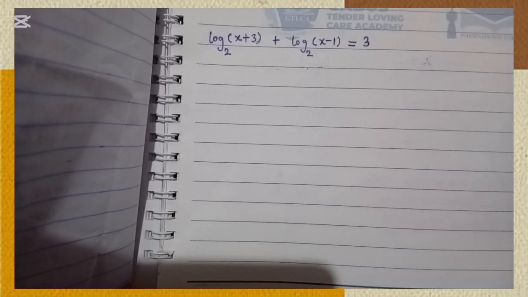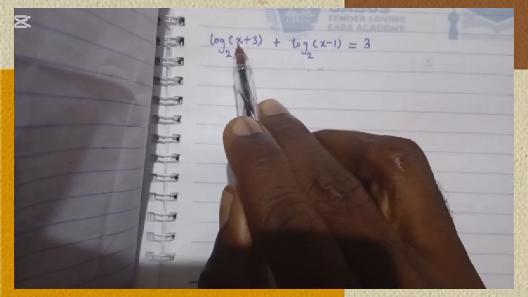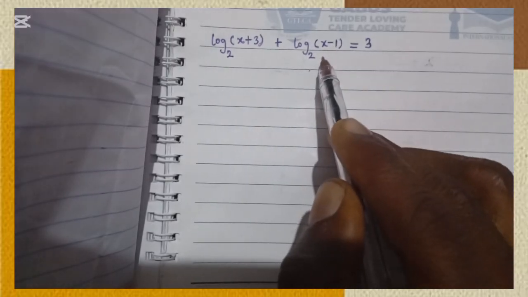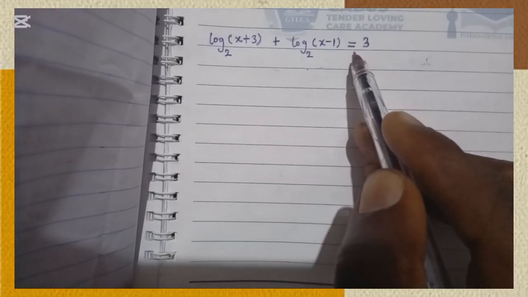Welcome back. Let's now get into the solution of this equation. Let's work on this together. So what we have from here is log of x plus 3 to the base of 2 plus log of x minus 1 to the base of 2 is equal to 3. This is a logarithmic problem and we have to use the laws of logarithm to crack it.